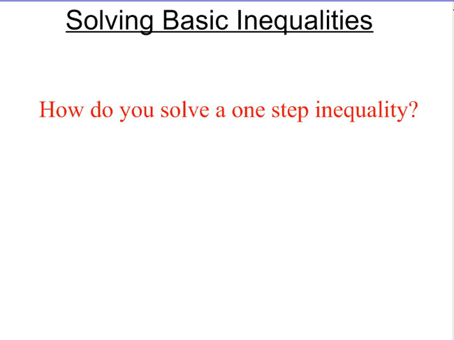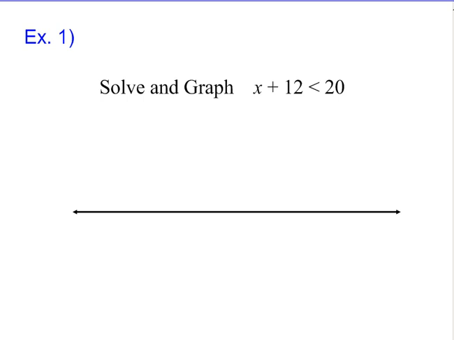So let's take a look at this first problem. It says to solve and graph, and we have x plus 12 is less than 20. And what we're going to do is treat this just like we did an equation. I'm going to put a dotted line or solid line, whichever you prefer, and I'm going to isolate that variable. I'm going to get that variable alone. So the opposite of adding 12 would be subtracting 12. So I'm going to subtract 12 from both sides.